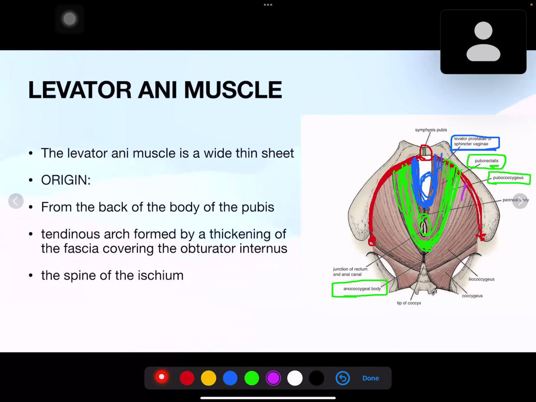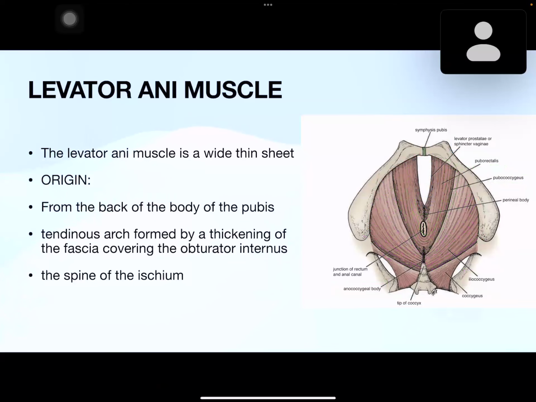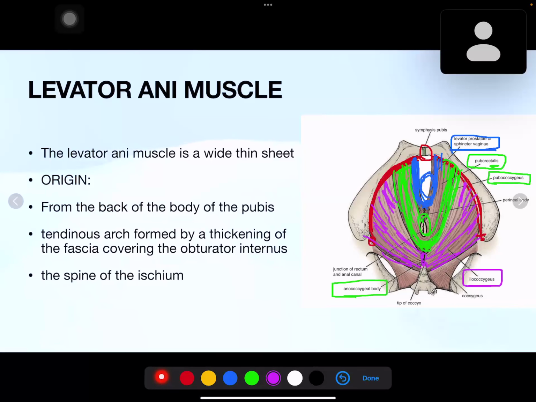Now the posterior fibers, if you say these are the posterior fibers. Now from where are they arising? From obturator internus fascia. Okay, and where are they going? Now these fibers are going to the coccyx and the anococcygeal body as well. Okay, see, this is the posterior fibers. Now, what is it called? It is called the iliococcygeus muscle. Okay, so that was about the levator ani.